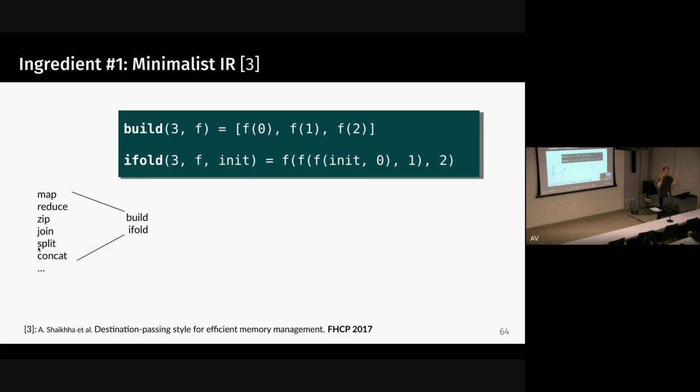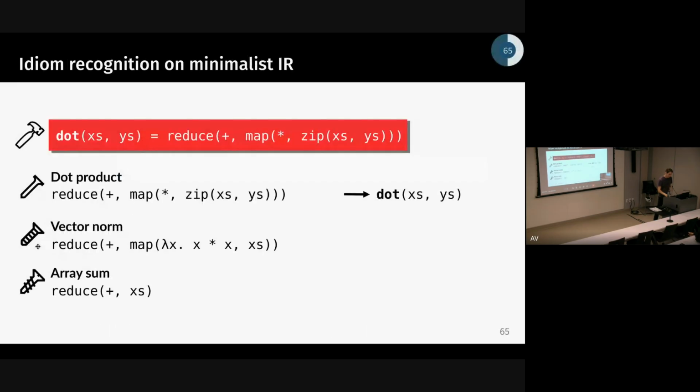So the idea is that you go down to a very minimalist IR that only contains a couple of operations, because that makes it easier for the compiler to reason about them, and easier to write optimizations for them, because you only have to be bothered with these operators, and then everything else will fall into place. If we go back to our example, this time with the minimalist IR, we're going to be rewriting this reduce, map, zip in terms of iFold and build.